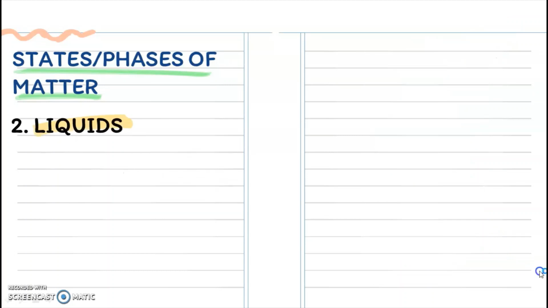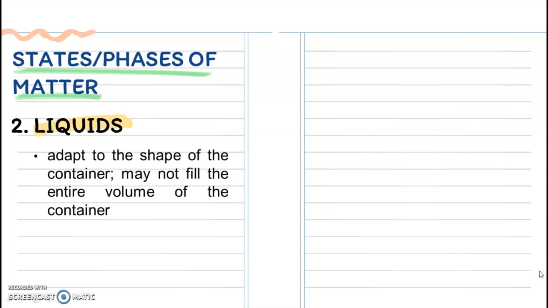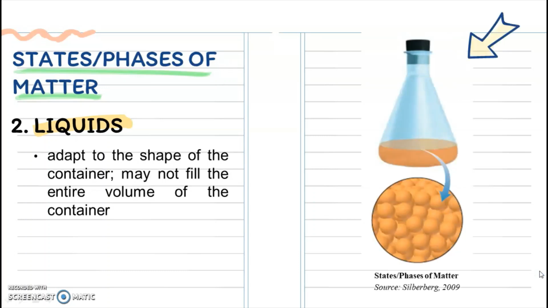Then we have liquids. Liquids adapt to the shape of the container, and it may not fill the entire volume of the container. For example, we have a liquid. So, si liquid, tinransfer natin siya sa container. Mapapansin natin, nung tinransfer siya sa container, ginaya niya yung shape ng container. Pero, hindi niya napuno. Bakit?